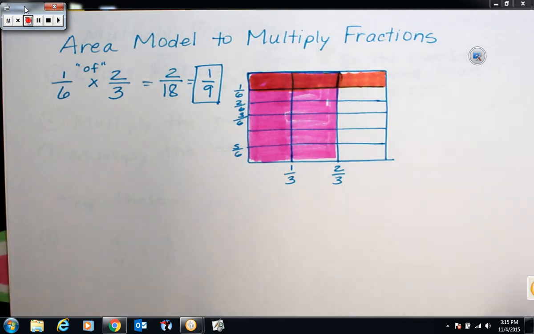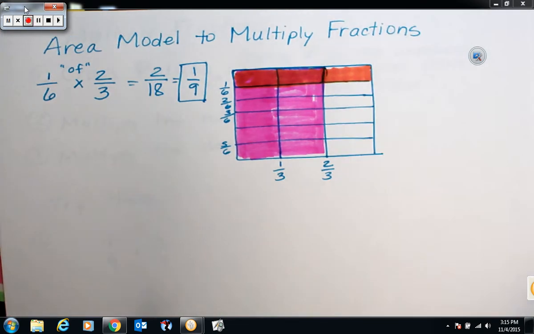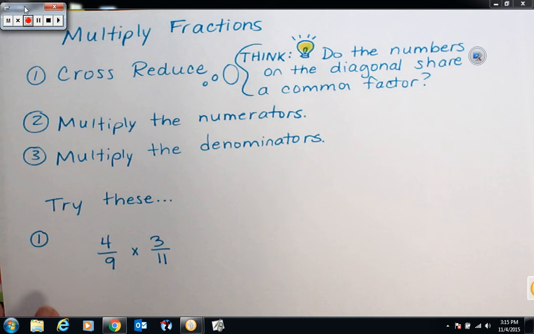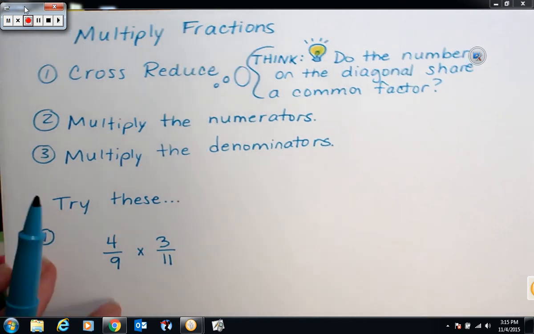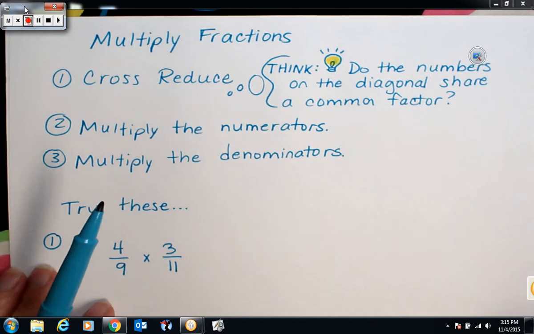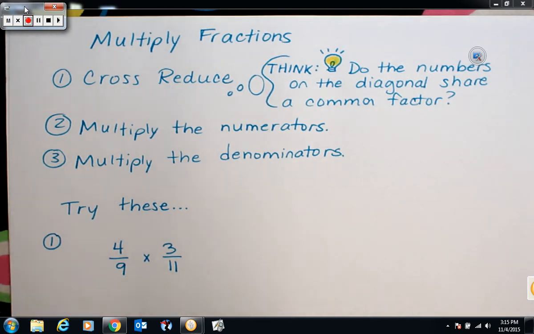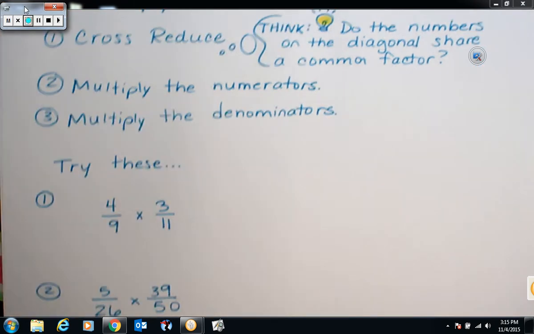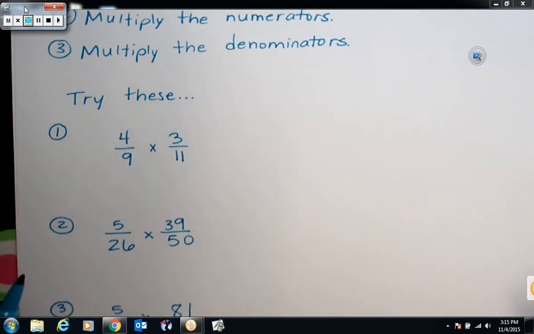Now I also want to look at the pattern with numbers when I multiply fractions. My first step is going to be to cross reduce. To cross reduce, you're going to think, do the numbers on the diagonal share a common factor? If they do, then you can divide the numbers on the diagonal by their common factor. After I simplify first, then I can multiply the numerators, multiply the denominators, and that would get me my new numerator and denominator. So let's try it.